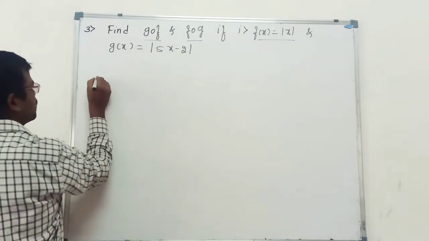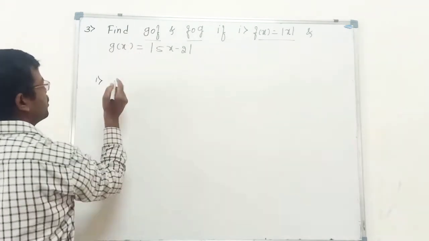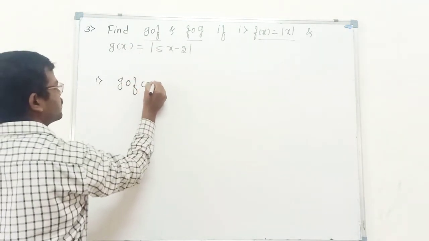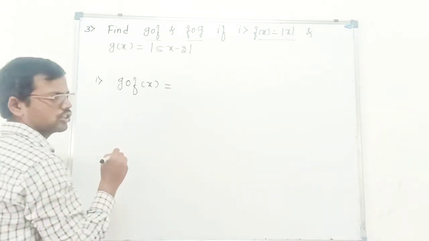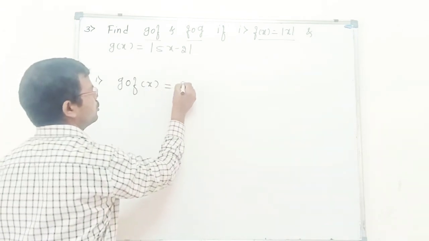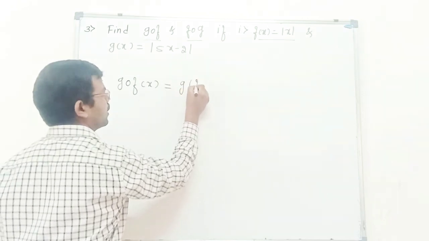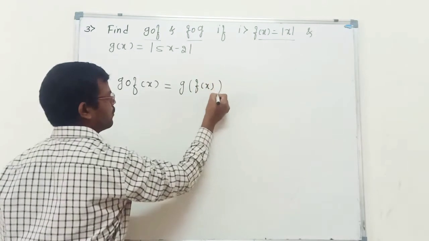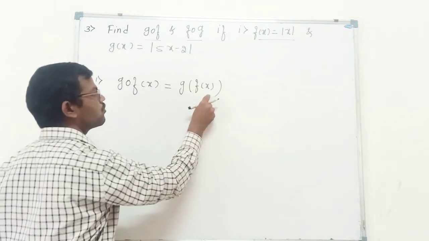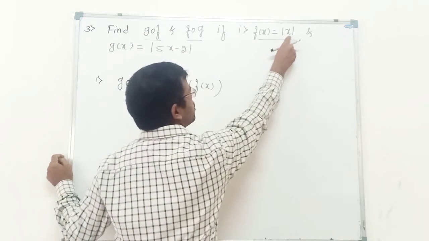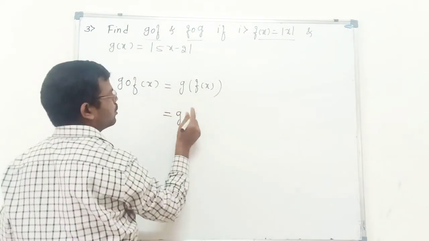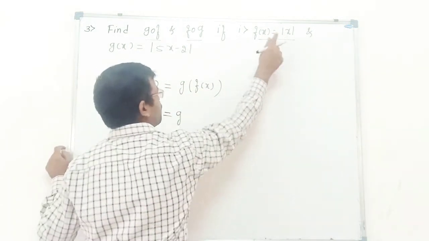So first, we try to find out g composition f. g composition f of x, according to the definition of the function, what can we say? g composition f means g of f of x. Where there is f of x, whatever its definition is, we have to utilize it. So g of f of x means what we have? Mod x.